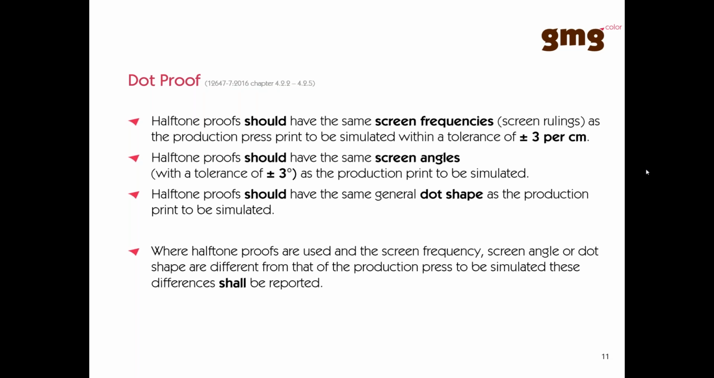This plays a role for coarse screening frequencies. There, the dot shape plays an important role. It depends if it is round or more elliptic. For screening frequencies of 175, it plays no role as it is nearly not recognizable in the proof.